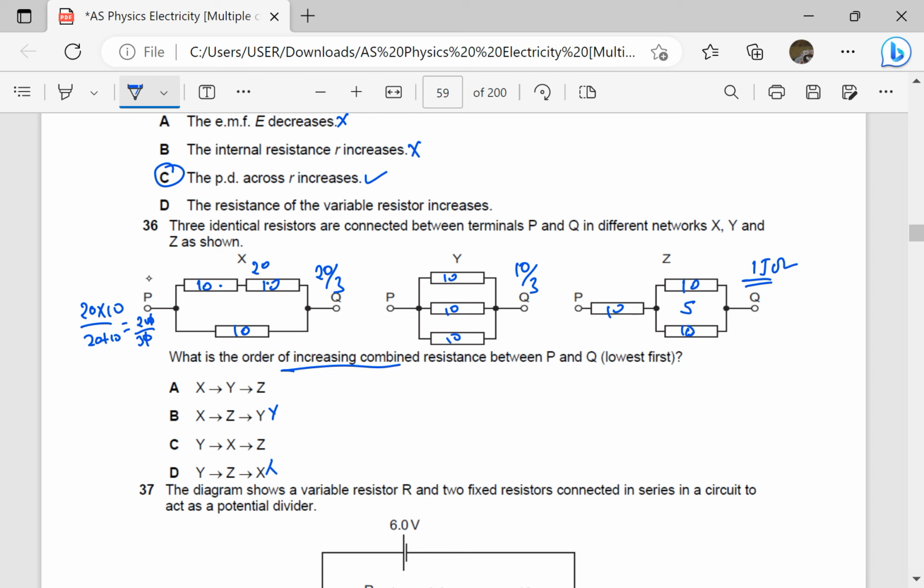Then the smallest is, I think, 10 over 3. So the smallest is Y. So the answer is going to be C. You could also have chosen resistors of different magnitudes, or you could use R. In general, if you are very good at algebra, you can use R.